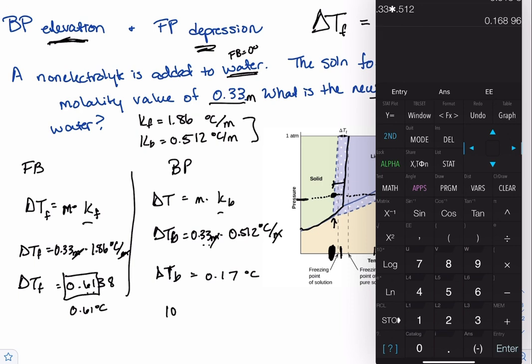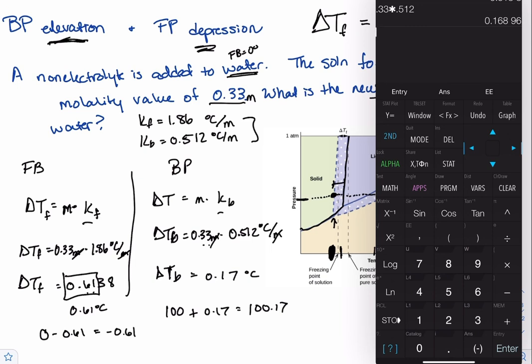Now I've got to remember, what's my original boiling point? Well, my original boiling point was 100, and it goes up. So my new boiling point is 100.17. These actually can affect boiling points quite a bit. Like it can change it up to 5 and whatever. These are just workable numbers for one example here. So don't discount it. And then the freezing point, remember freezing point goes down. So 0 minus 0.61. And so my number is going to be negative 0.61.